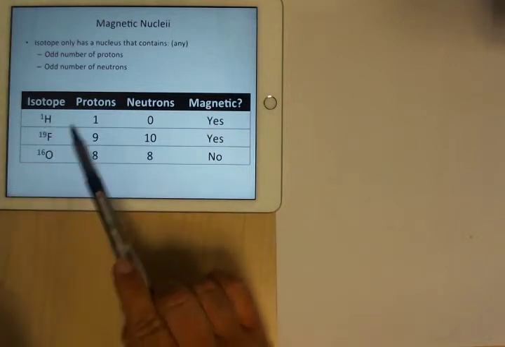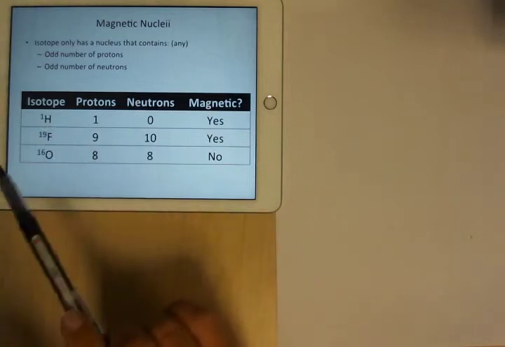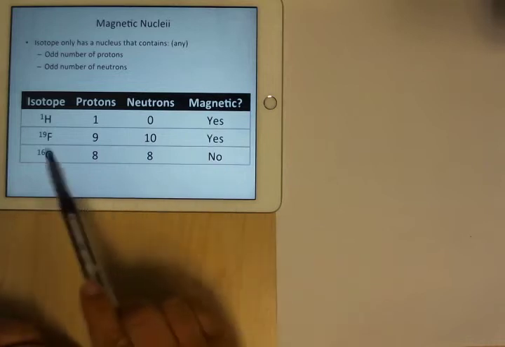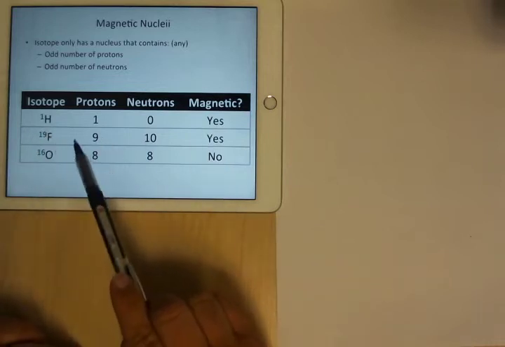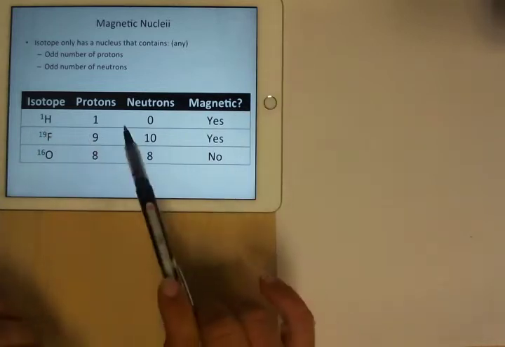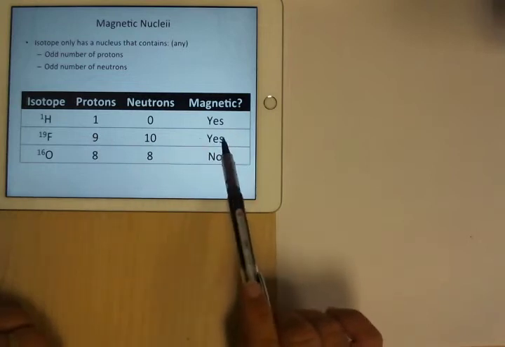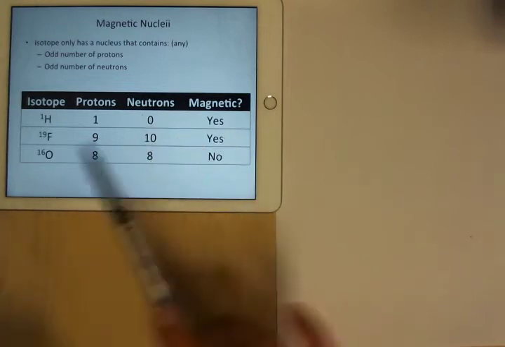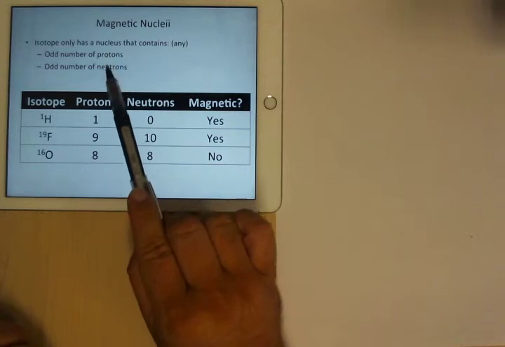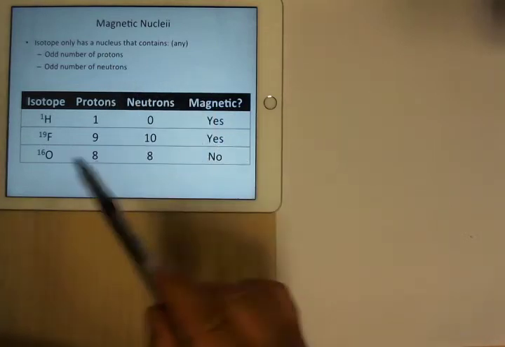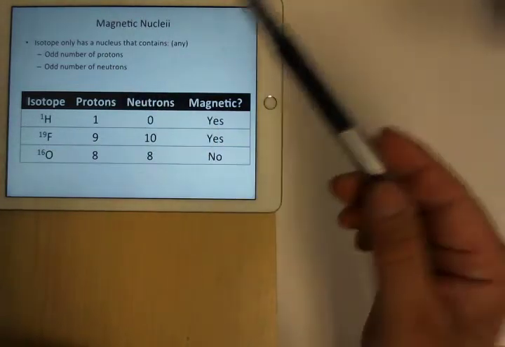So hydrogen's great, right? It has one proton. It's odd, so you're good. Fluorine is another one, right? That has 9 protons. That's fine. Doesn't matter if these are even. Just as long as you satisfy one of those 2 rules, you're good. If you satisfy both, that's fine too.